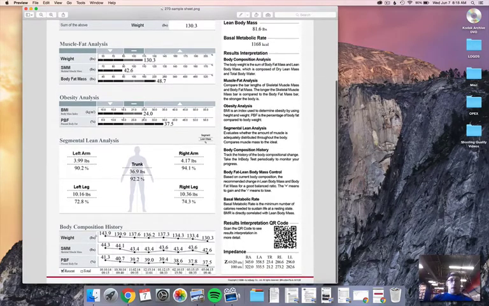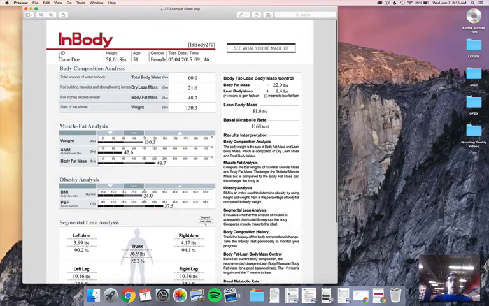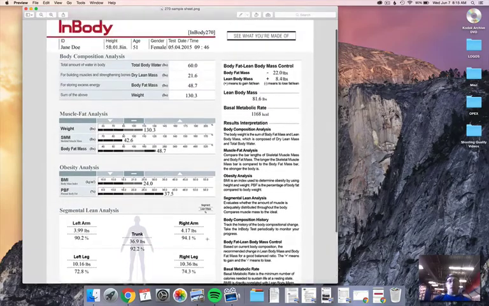And then below here is a body composition history. So when you guys typed in your ID, this person typed in their name. We had to type your phone number. It's easy to remember. This will print out as you guys do it, which is cool. See how it kind of tracks your progress.